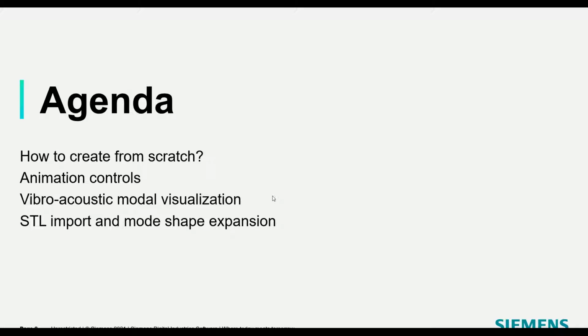So some of the things we're going to be talking about today is how to create a geometry from scratch, as well as animation controls, maybe show you some that you didn't know existed. We're going to be showing also a vibroacoustic modal visualization. And in the end, we're going to show importing geometry, specifically STL files, universal files, other types as well, and show you something called mode shape expansion. We're going to mostly be working in the software today. So I'm just going to turn it over to Pete.